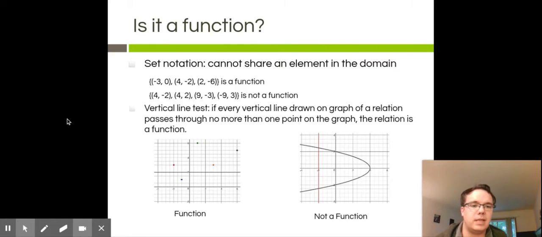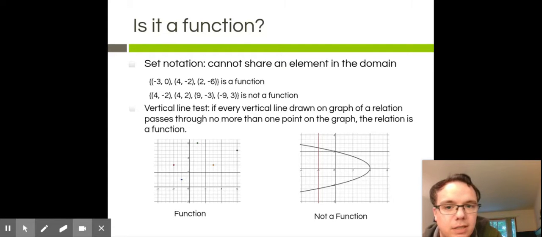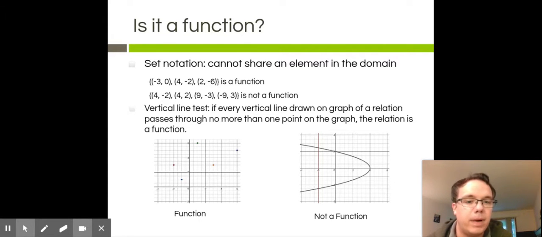There are two ways to tell if we have a function. If we're given a table or a set of points, you can't share an element in the domain, or you can't share an x. So if we look at the set of points (-3, 0), (4, -2), and (2, -6), there is no shared item in the domain, or in the x's, so it's a function. But if we look at the points (4, -2), (4, 2), (9, -3), and (-9, 3), you see the first 2 points share x coordinates, so they share parts in the domain, so that is not a function.